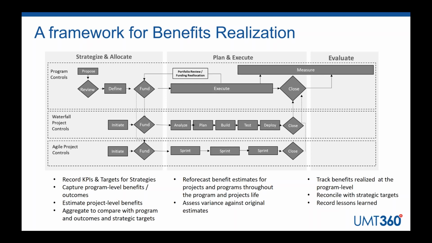Now, in the strategize and allocate phase, we talked about the importance of capturing the key business outcomes and breaking out the benefit estimates at the program level. As you decompose down into the Waterfall projects, you may also want to break out the key benefit estimates for the Waterfall projects and Agile projects as part of that lower level funding.